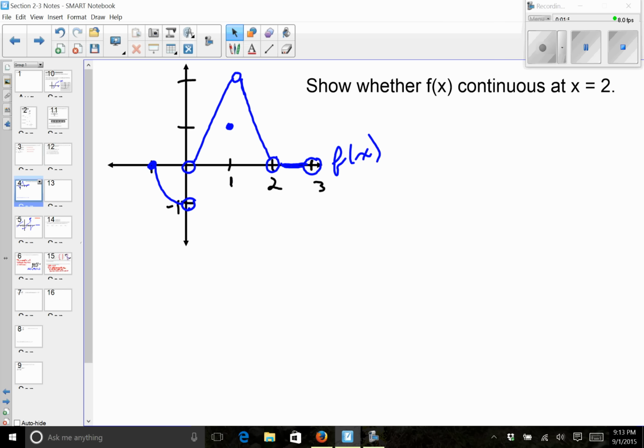So, as an example here is just a random sketch of a graph. And we want to show, in other words, algebraically show, whether or not f is continuous here at 2. Now I know looking at the graph we can see, oh, there's a hole here. But that is just by looking at it. We need to actually show that it's accurate.